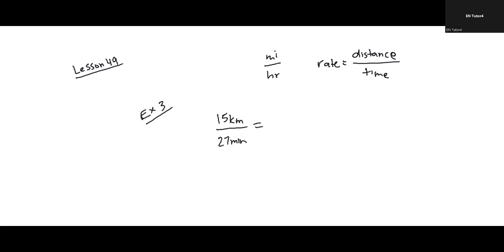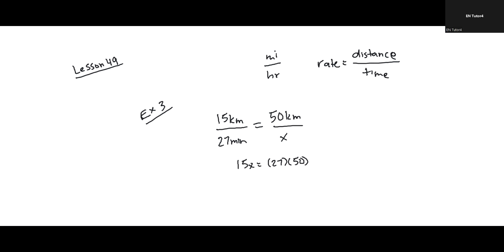If the rate is the same, then we can say 15 kilometers over 27 minutes is equal to the distance of the entire race divided by the time that it took him to ride the entire race. We're told that the distance is 50 kilometers for the entire race. What we're trying to find out is how long it took him to ride that far. Now we have an equation just like before where we can cross multiply, and we can say that 15x is equal to 27 times 50.